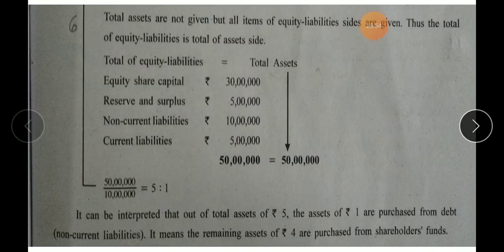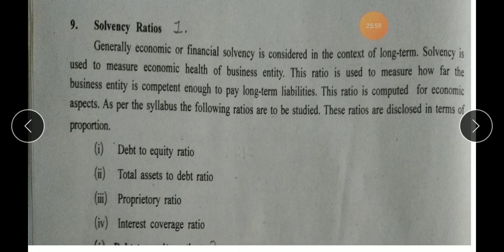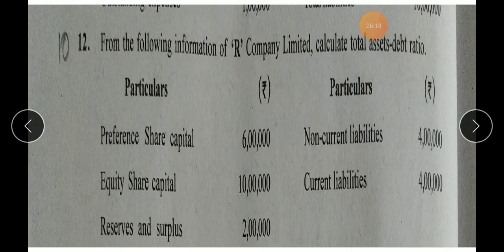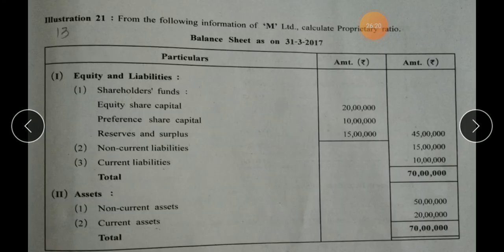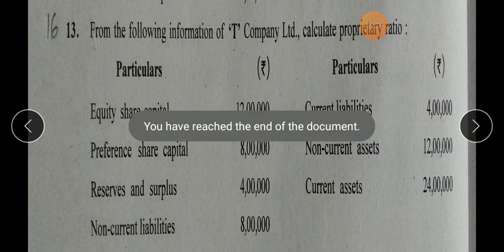Yes, there are 4 solvency ratios. Debt to equity ratio, total assets to debt ratio. These 2 are extremely easy. And then we have started with proprietary ratio, which is comparatively little bit complicated but not that difficult. You are supposed to use the approaches taught to you and you can solve the sums easily.